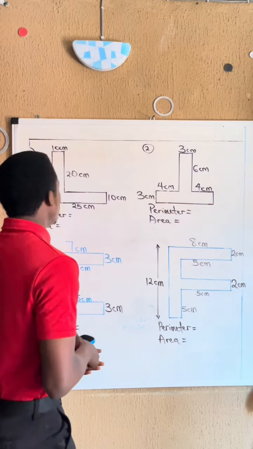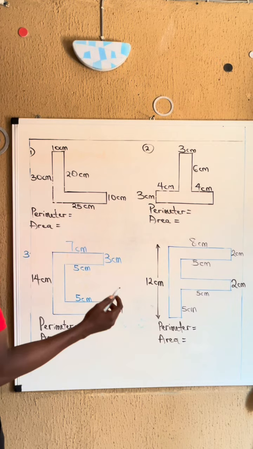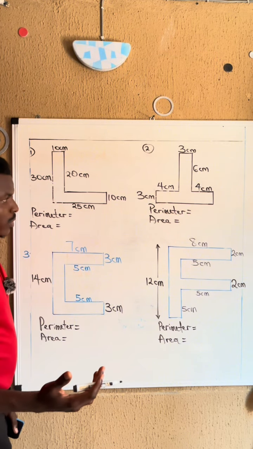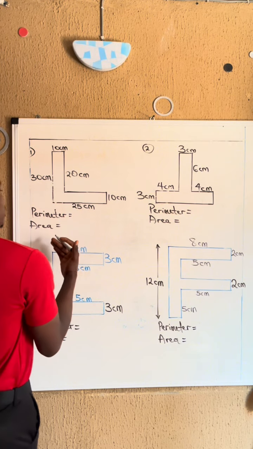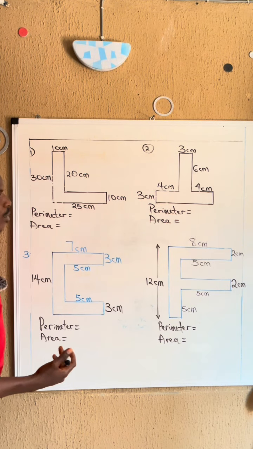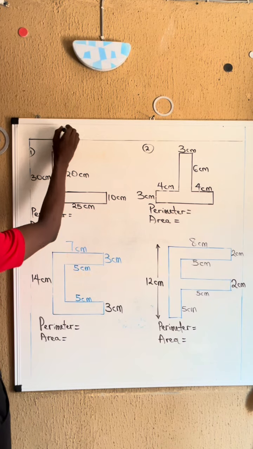Let us quickly look at the best and easiest ways to solve these kinds of questions, asking us to find the perimeter and area of a composite or compound shape.